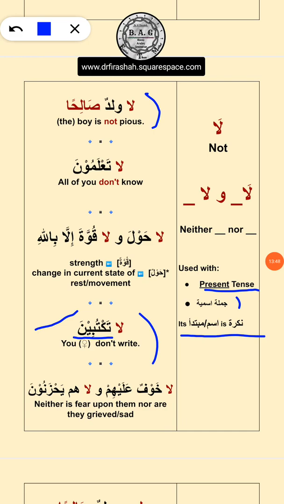So la taktubina, you. Now this you is actually referring to second person singular feminine. Okay, anti. And anti taktubina. So la taktubina. You do not write. All right, now there is another formation with this la, and it is the formation of neither nor. Okay, it's quite simple, really. Okay, what do you have to do? La dash wala dash. All right, so neither dash nor dash. It's quite simple. Okay, not this and not this. All right, this is what it shows.